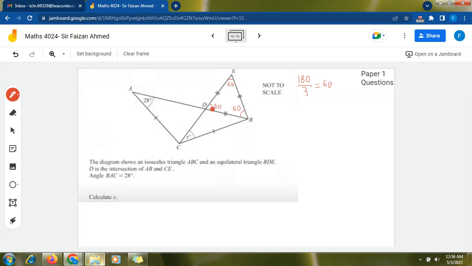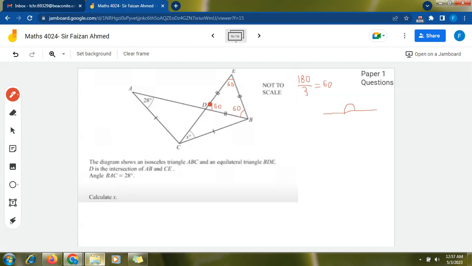And angle BAC is given as 28 degrees. This angle BAC is given as 28 degrees. We have to find the value of this x. Since these two are straight lines, and we know that the straight line angle is equal to 180 degrees.